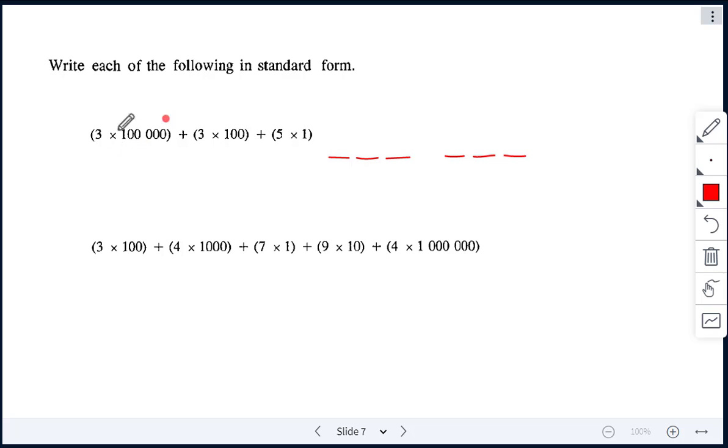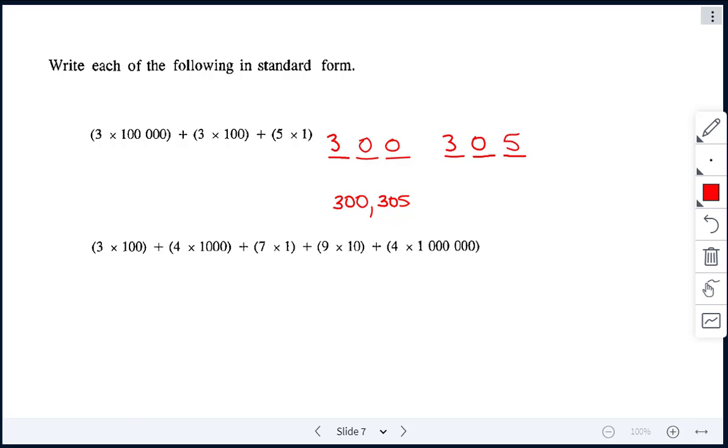So 3 is in the 100,000s, so there's my 3. Then I have 3 in the hundreds place, so 3. And then 5 is in my ones place, like that. And there's nothing else, so the rest would be filled in with zeros. So 0, 0, 0. All right, so if I were to rewrite this now nicely, 300,305, and I can put a comma there, but that's the answer there.